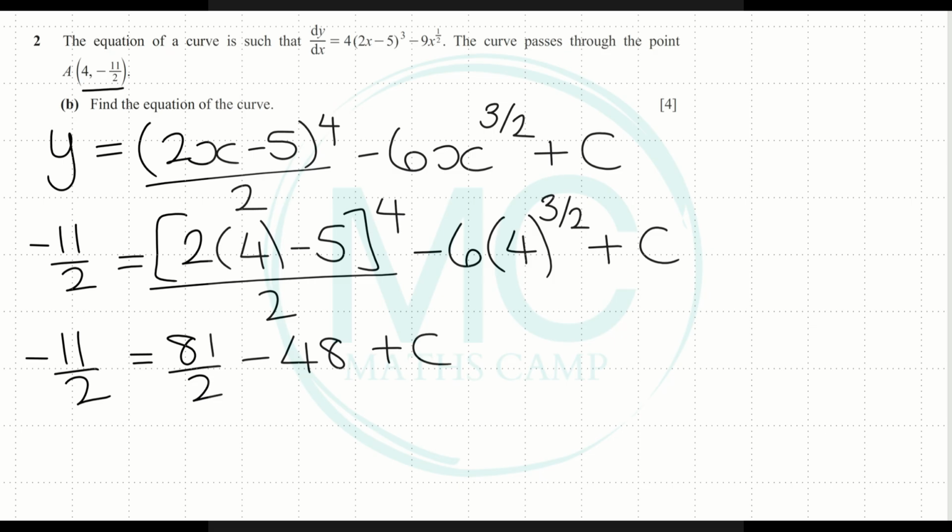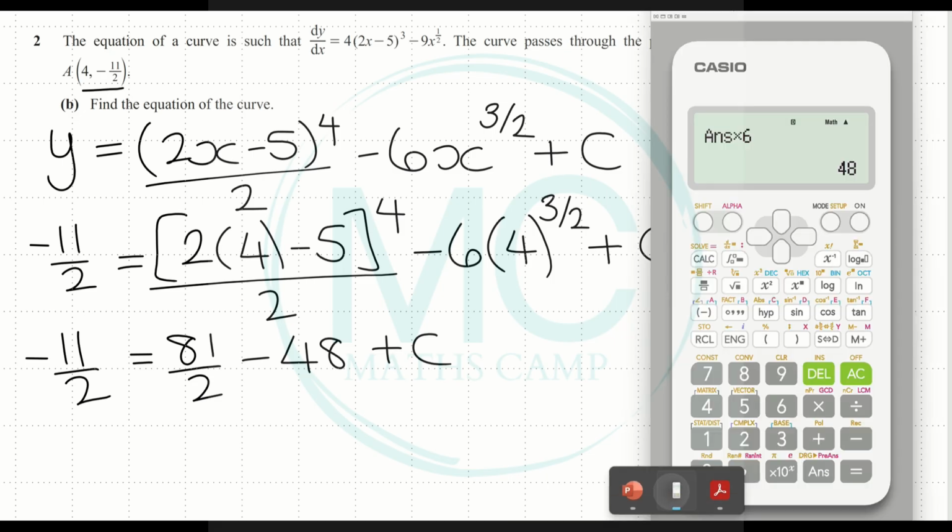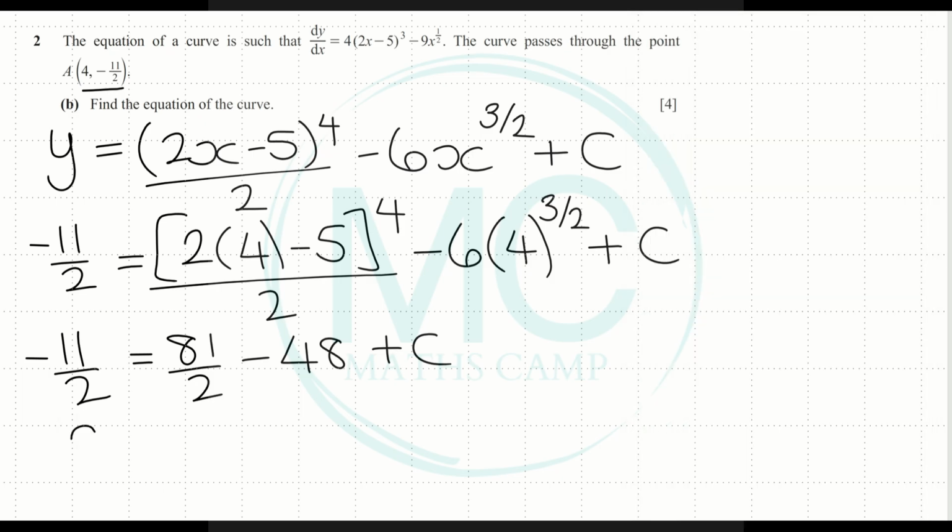Now we can move everything to the left. So let's take your calculator again. We have negative 11 over 2 minus 81 over 2 plus 48 is equal to 2. So c is equal to 2.